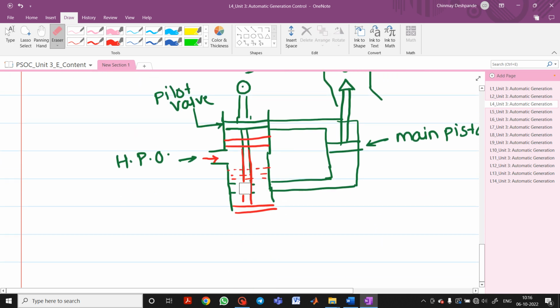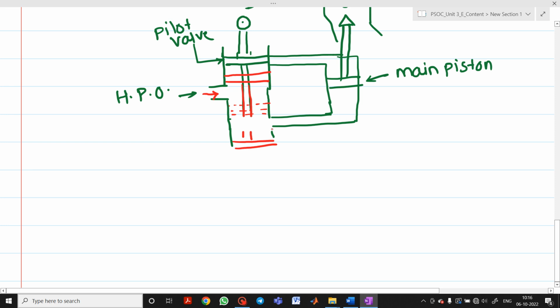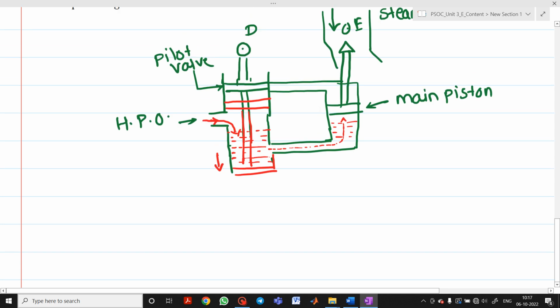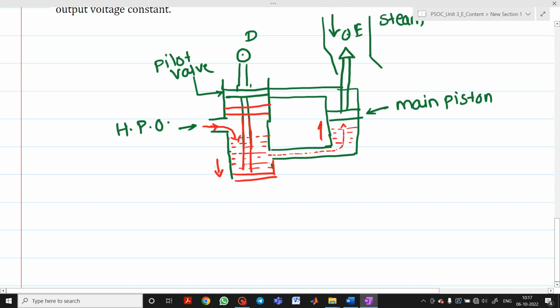So what you observe here is that this piston will move, not backward, but in a downward direction. The oil will be accumulated here. This high pressure oil will come here. This piston will, let's say, move by some amount. Now this high pressure oil will enter from this area and be accumulated to this point. So what you observe is that this high pressure oil will try to move this main piston part in the upward direction.